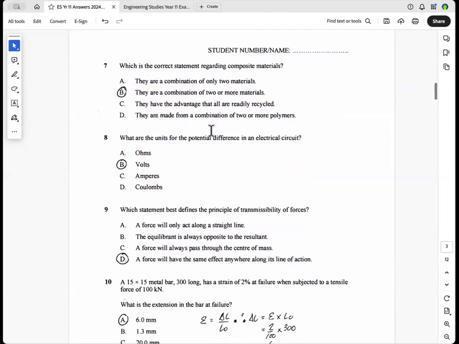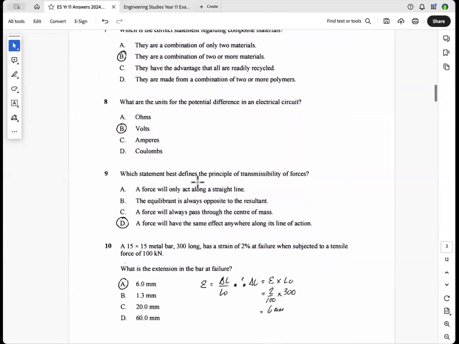What are the units for potential difference in electric circuit? That's voltage is potential difference. This is resistance, that's the current flow, and that's the magnetic flux.